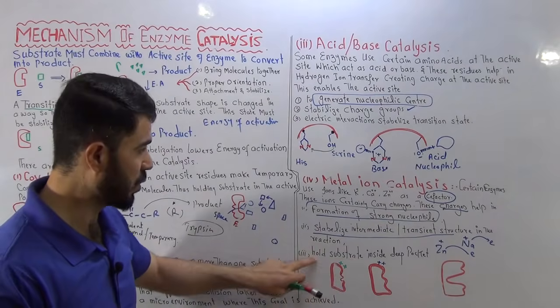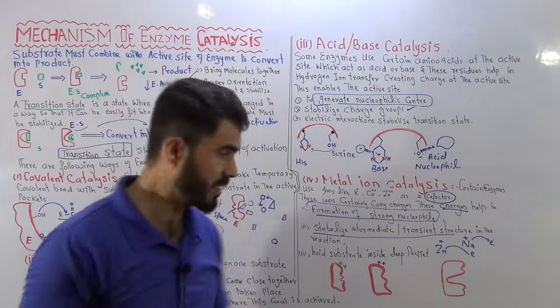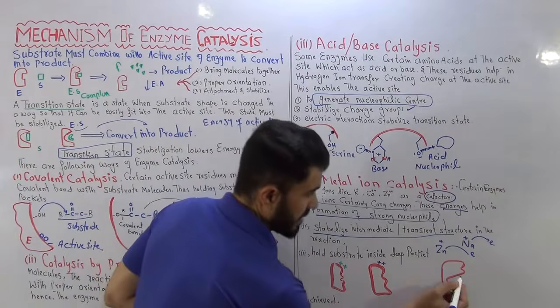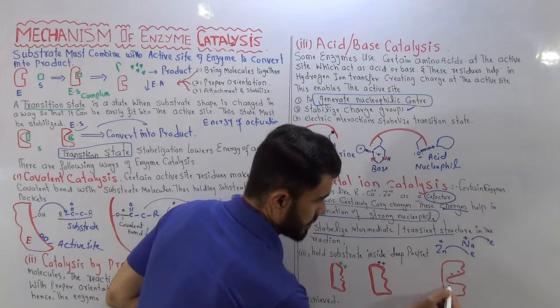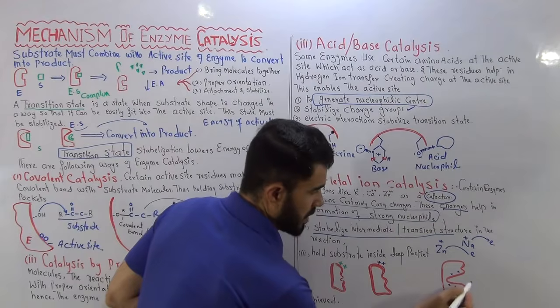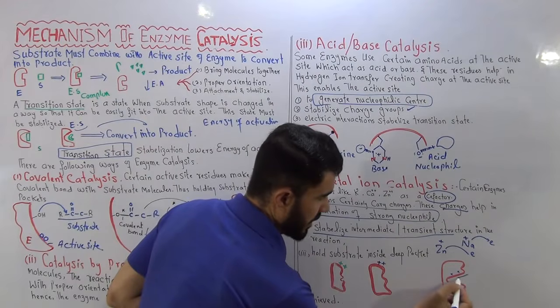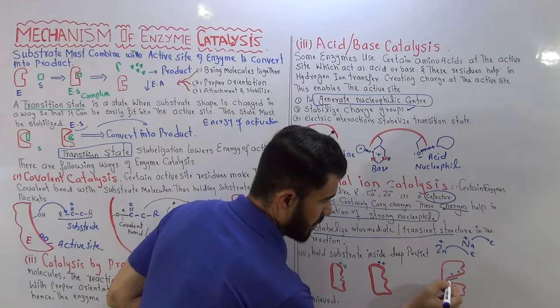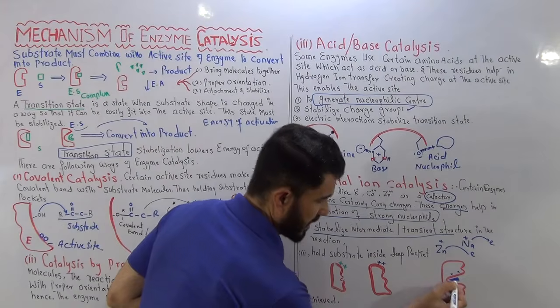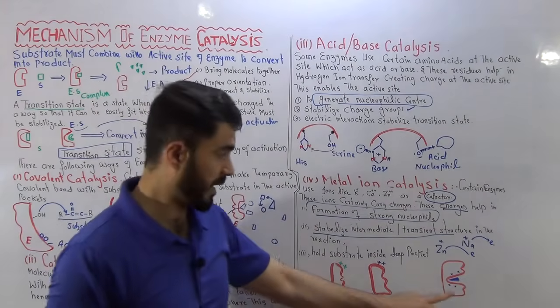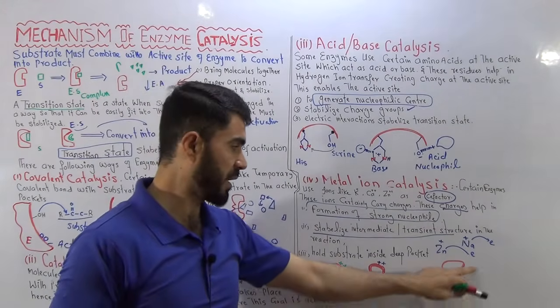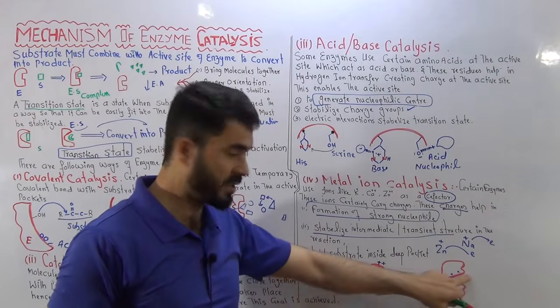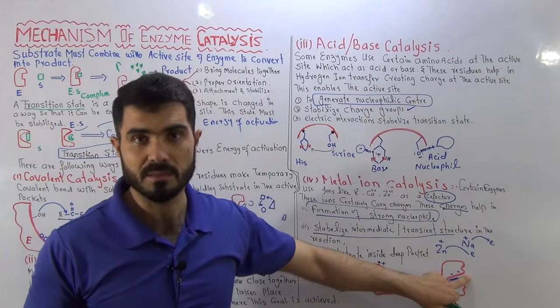The third one is hold substrate inside deep pocket. These ions that are present here will allow the substrate molecule to go inside the deep pocket here. Now here your substrate is inside the deep pocket. It will be stabilized here. It will not come here and there. As far as it is in the deep pocket, it will be catalyzed.